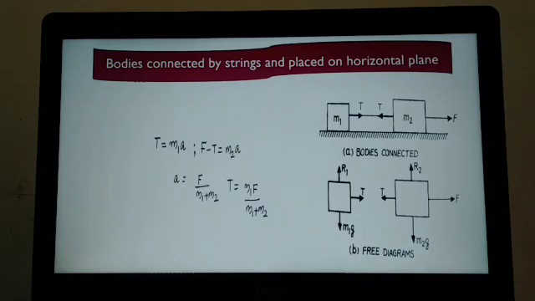Okay, it is clear. Now we can go for the third situation, where two bodies are connected by a string passing over a smooth pulley. Can you imagine that diagram? Two bodies are connected by a string and that string is passing over a smooth pulley. I will show you.